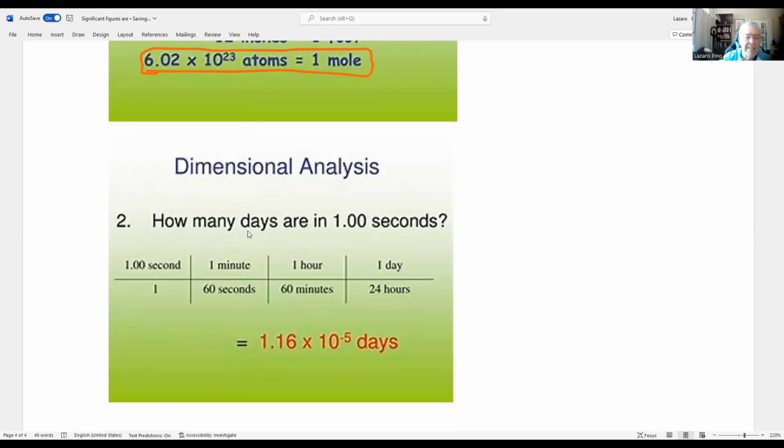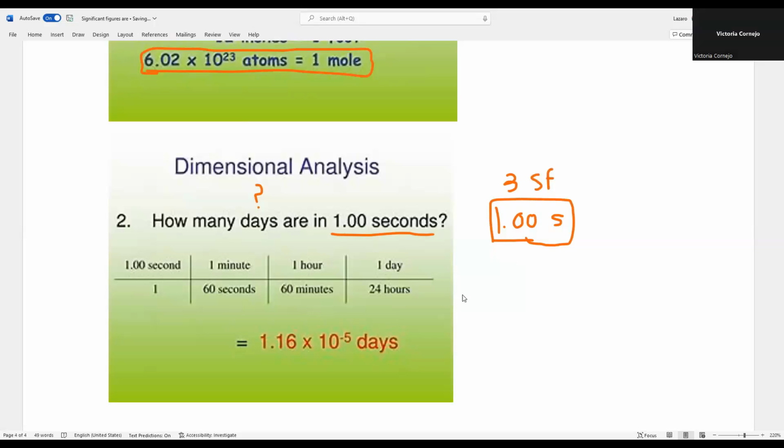How many days are in 1.00 seconds? The question is days. Then 1.00 seconds. How many significant figures are here in this number? Three. Okay. Three significant figures. Then your answer must have how many?